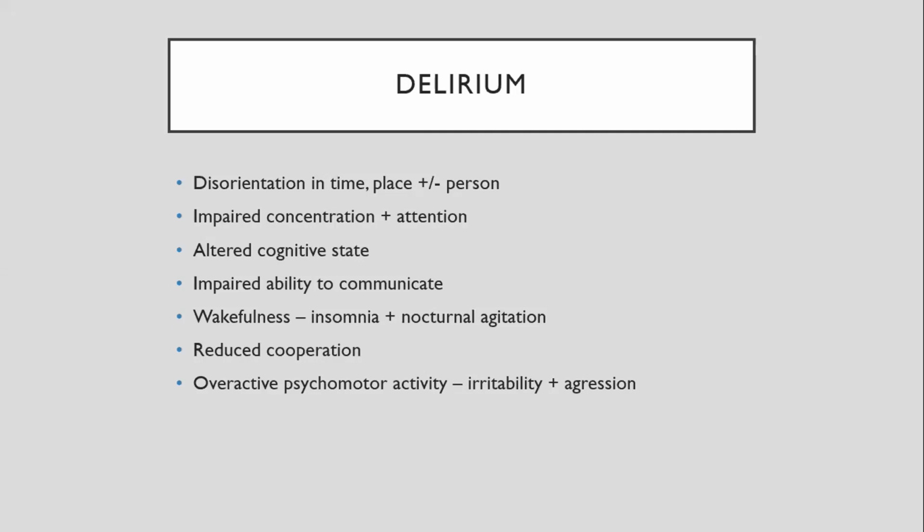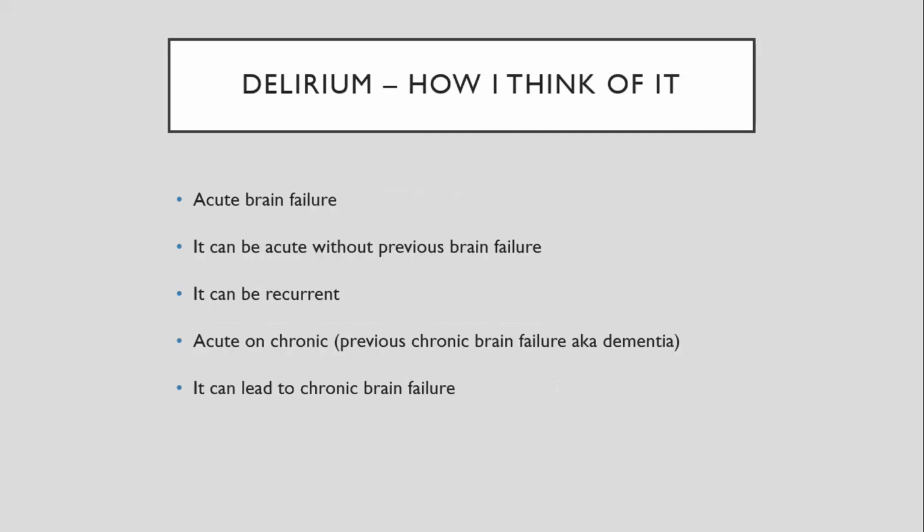irritable and aggressive. Another way that I think of it is acute brain failure, just like acute kidney injury or decompensated cardiac failure. Acute brain failure is generally how I think of it, and they may or may not have had previous brain failure or previous delirium. It can be recurrent, just like anything else. It could be acute on chronic, so they might have chronic brain failure, also known as dementia, and it can precipitate worsening of cognition and reveal an underlying dementia type process.